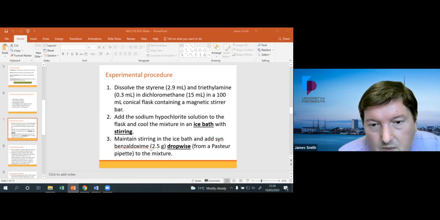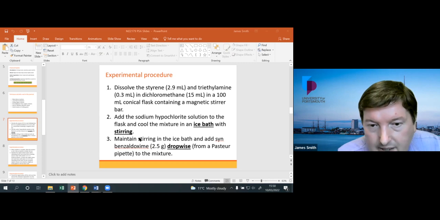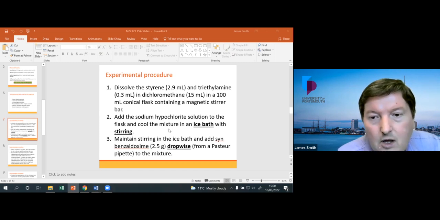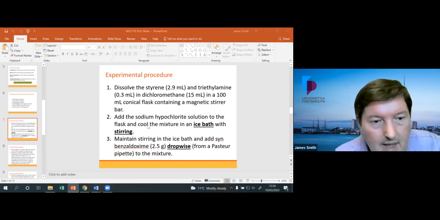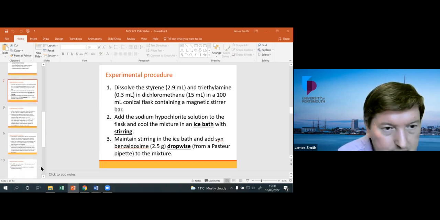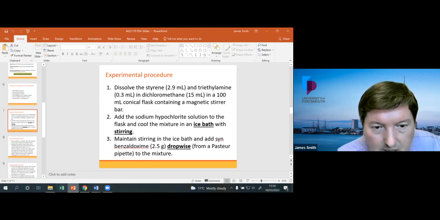So benzaldoxime is the one. This is the one that's going to make us the 1,3 dipole. So while it's all stirring, add it dropwise from a Pasteur pipette. If you put it all in instantly, or if this isn't cold, then you're going to get problems. And I believe I talk about the problems, maybe not on this slide. I think it's on Moodle elsewhere. I'll tell you where it is.